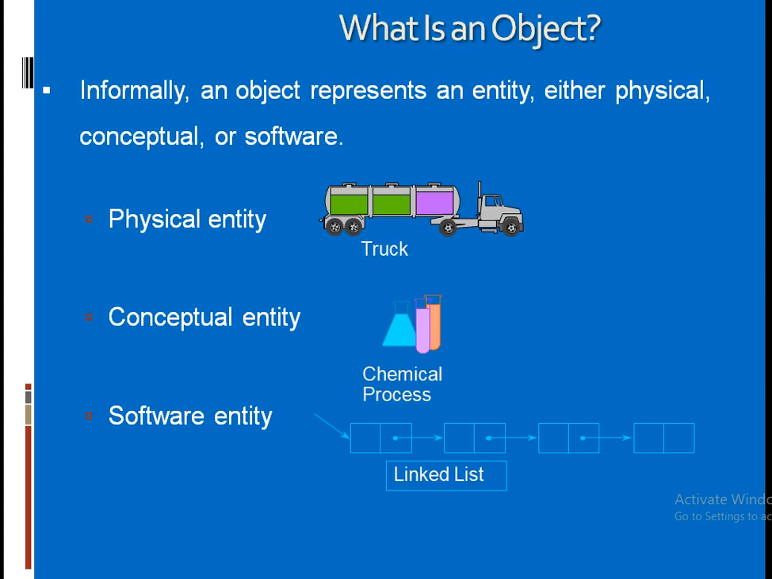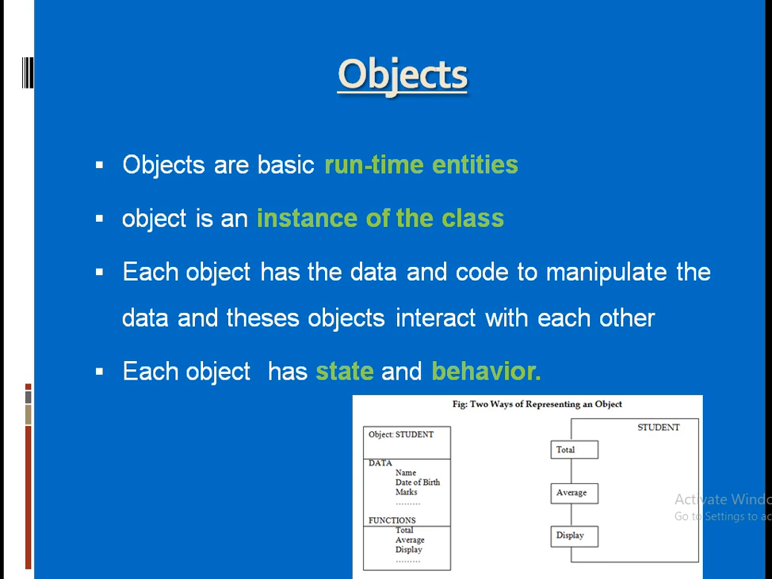So an object is called a real-world entity. It may be either a physical, conceptual, or software entity. The physical entity we may call a truck, a person, or a thing. Mostly objects are basic runtime entities, and an object is also called an instance of a class, where each object has the data and code to manipulate the data, and these objects may interact with each other.